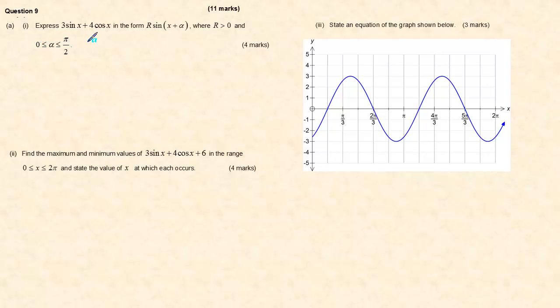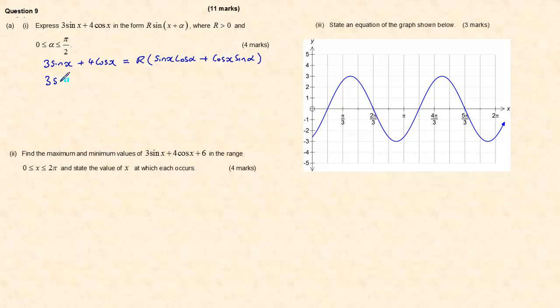Express 3 sin x plus 4 cos x in the form r sin(x plus alpha). R is positive and alpha is between 0 and pi by 2 radians. So, 3 sin x plus 4 cos x is going to be equal to r into sin x cos alpha plus cos x sin alpha.